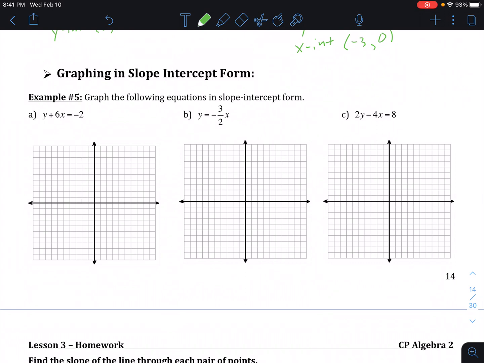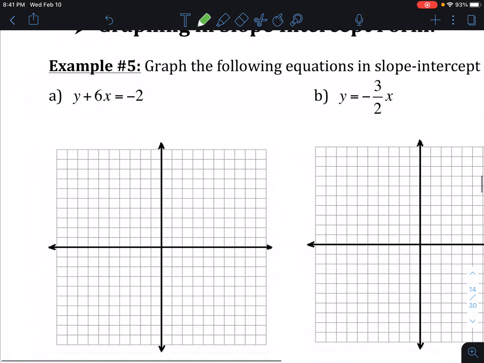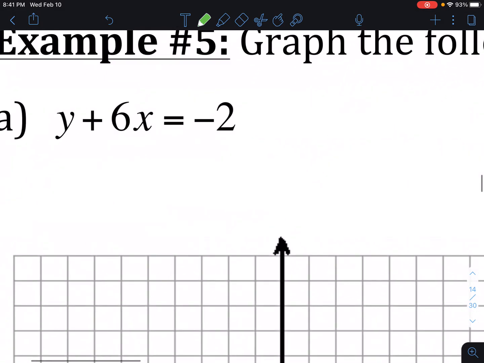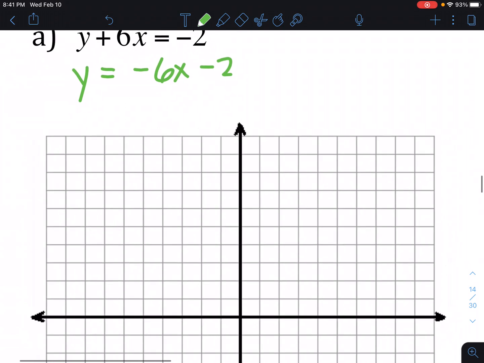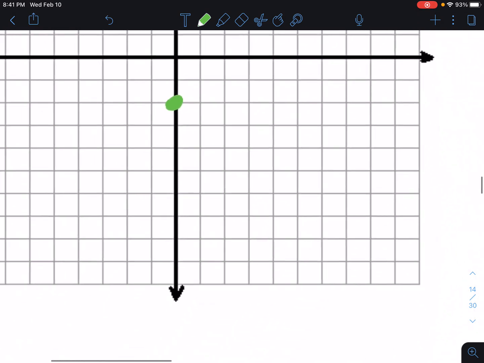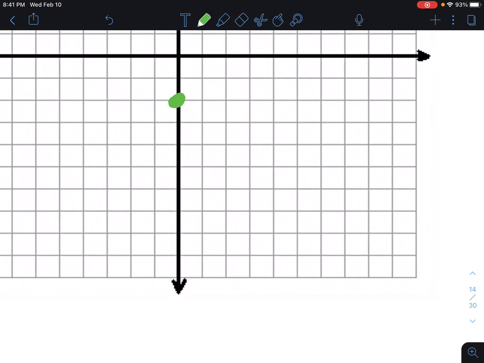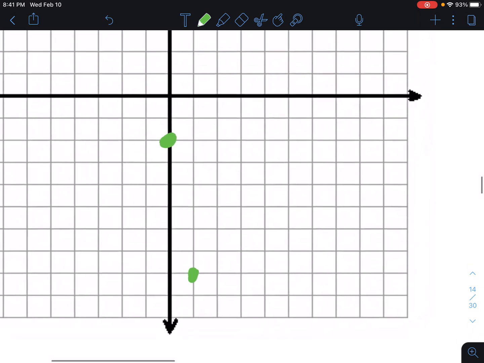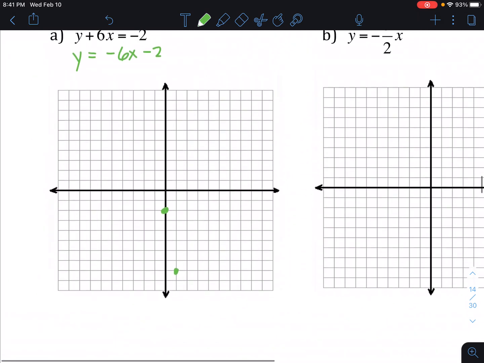Okay, so let's keep going here. We're going to be graphing in slope-intercept form, so y equals mx plus b. So let's get y by itself here. First, we need to subtract 6x from both sides. So now I'm ready to graph. My y-intercept is -2. And my slope is -6. So that's going down 6, right 1. And then I will draw my line.